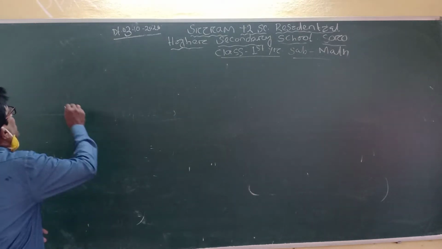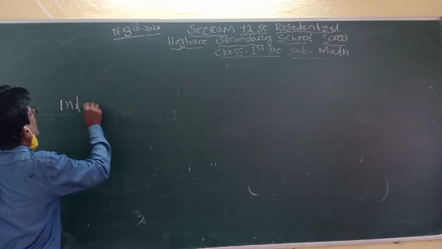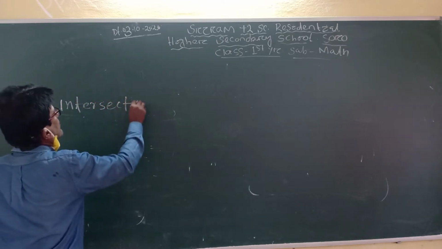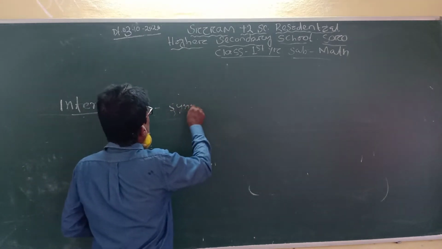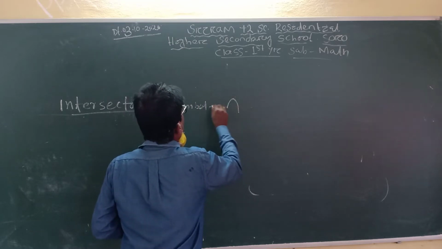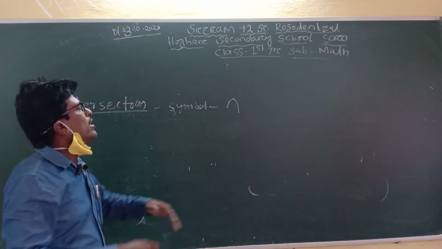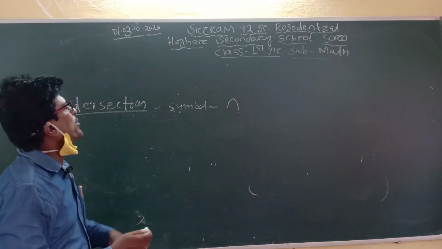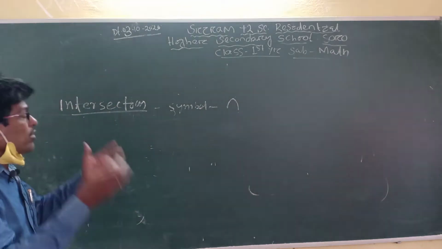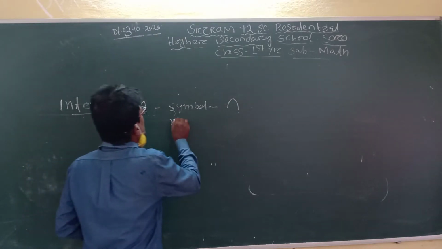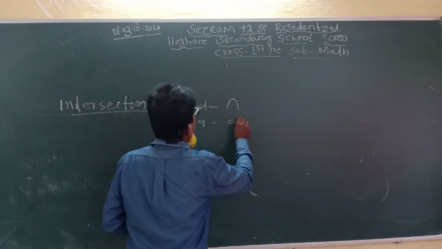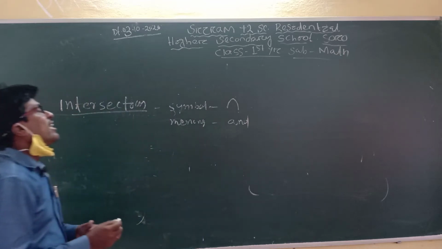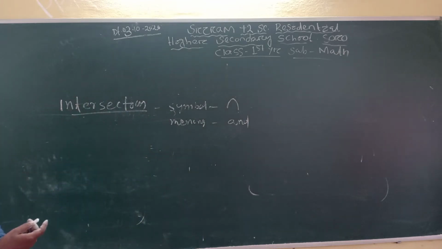Now I am going to intersection. You already know the symbol: it is just the inverse of U, the cap symbol. Sorry, the alter of U. Here the meaning is "and". Union means "or", but this meaning is "and". The symbol is just a cap, and the meaning is "and".